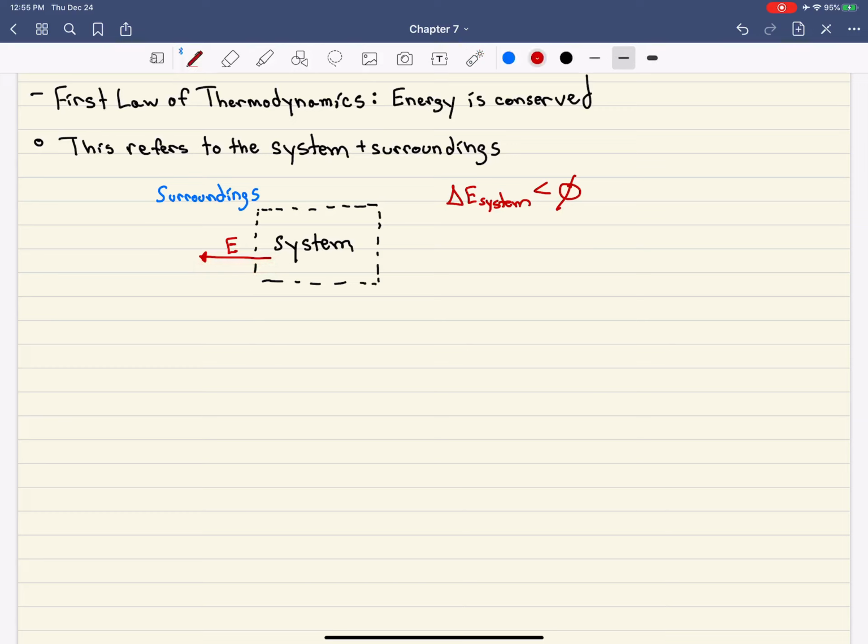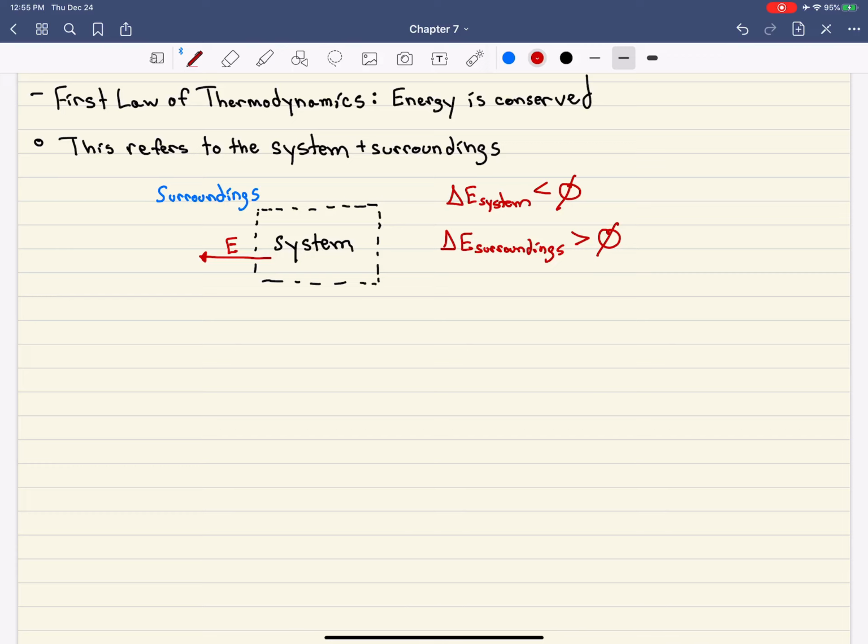Right? But if we consider the transfer of energy from the surroundings perspective, so delta E surroundings, right? The energy that's leaving the system is going into the surroundings, right? So the delta E for surroundings is going to be positive. It's going to be greater than zero, okay? And so here it's negative, here it's positive, right?